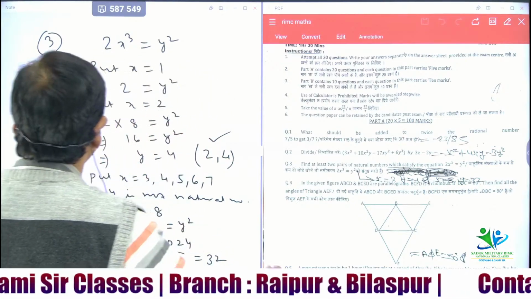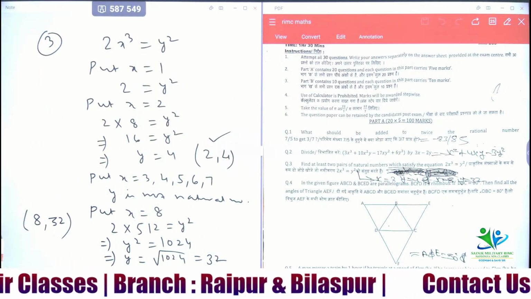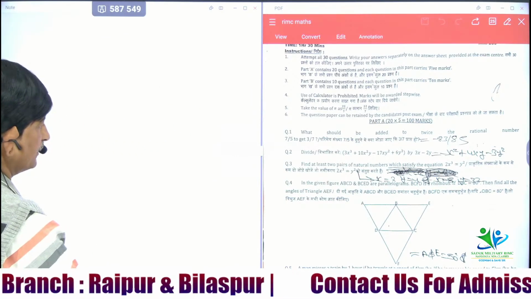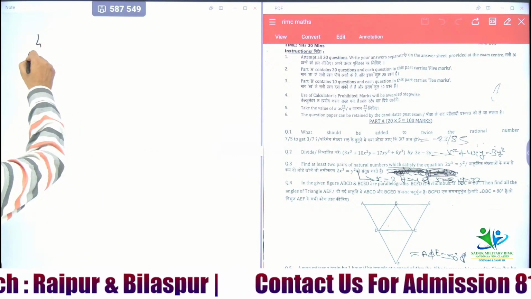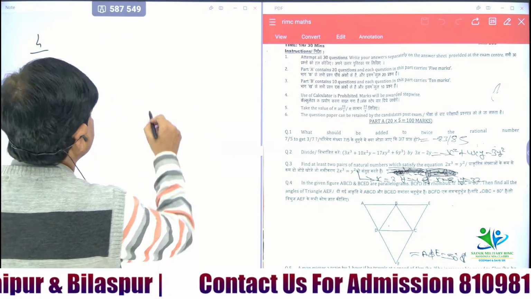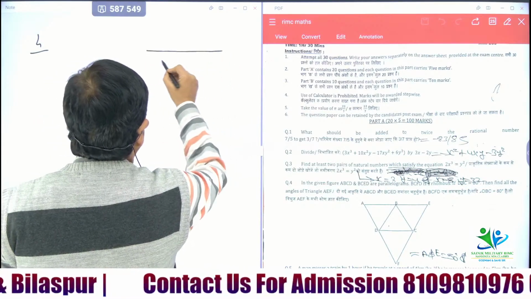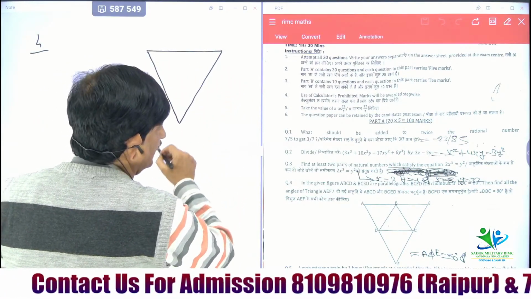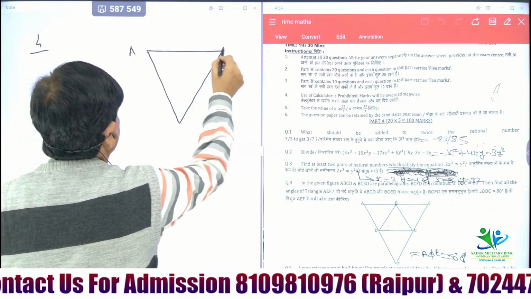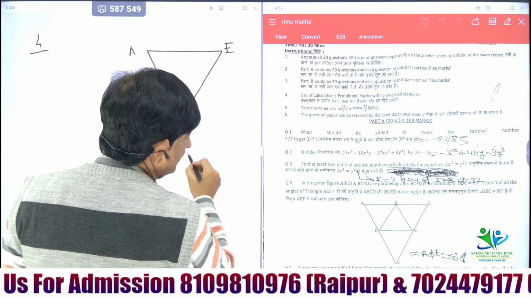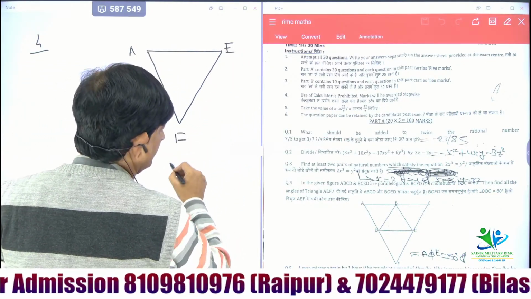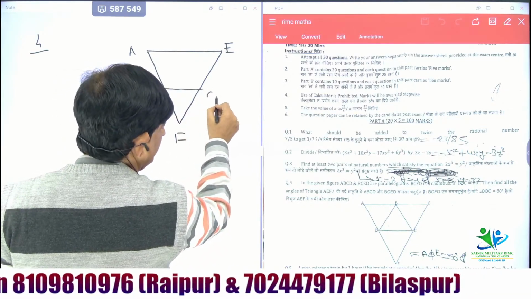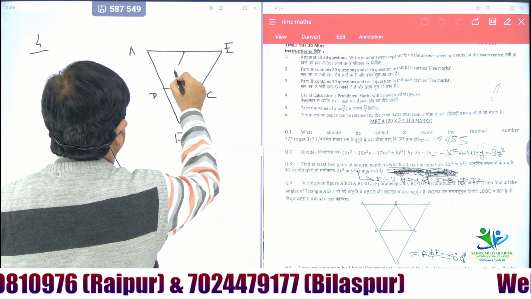One figure is given. Now see the next question, question number 4. This figure is given. Here is the point A. This one is the point E. This one is the point F. And here is the point D. Here C. And here is the point B.